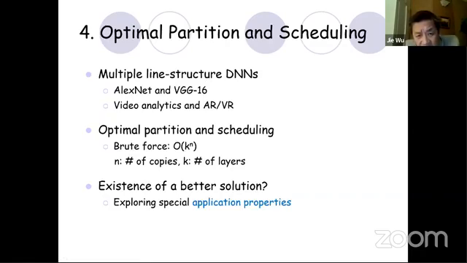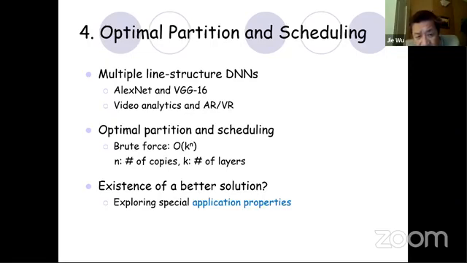So if you want to do an exhaustive approach, you have to look at, suppose you have N copies, and each DNN is linear with L levels, K levels, meaning it can be cut at K different locations. So the total number of options is K to the N. It's too many, right? And I will show you one example why this is not easy. Another question: can we find a much better solution, an optimal or close to optimal solution, for this case?